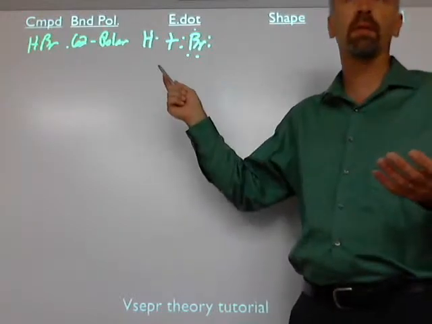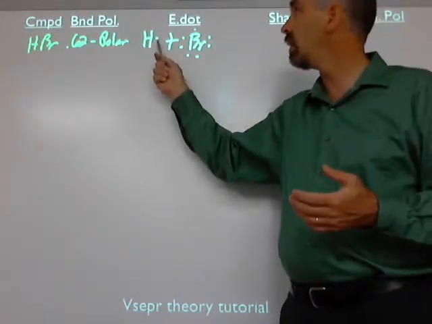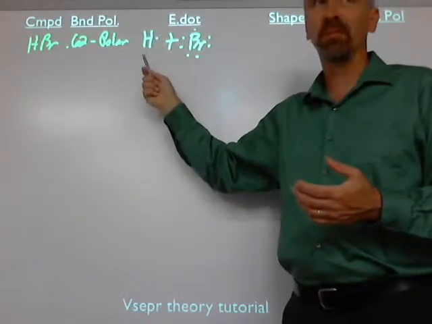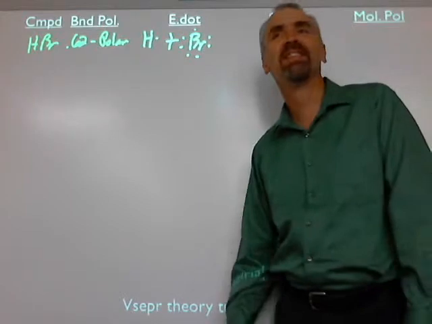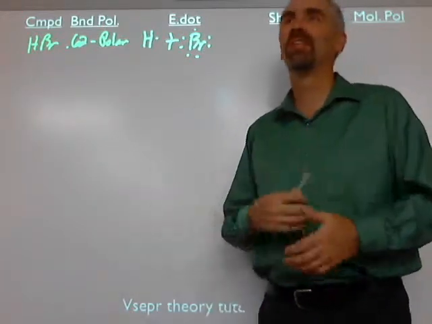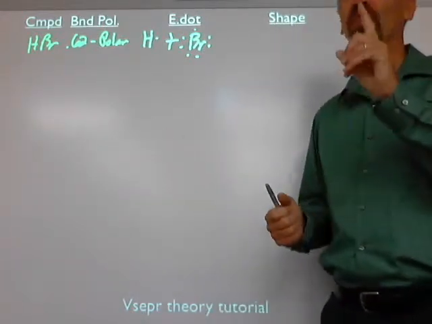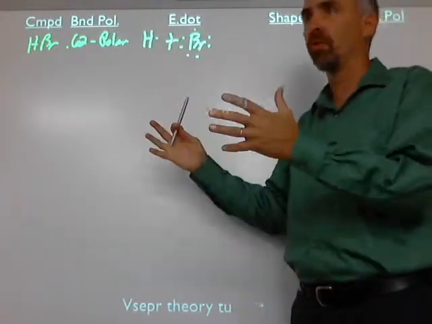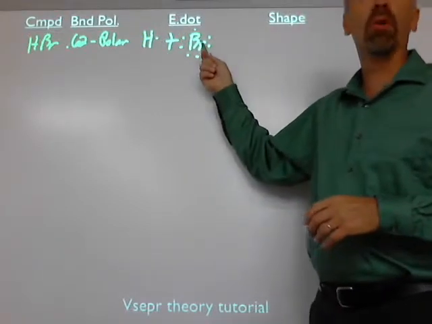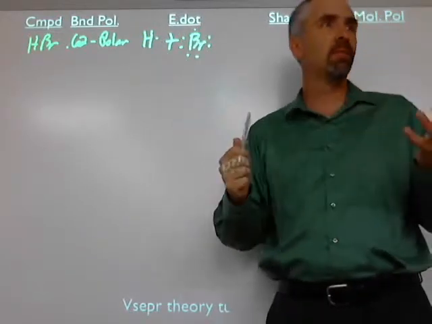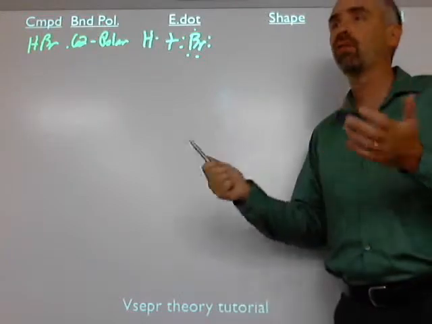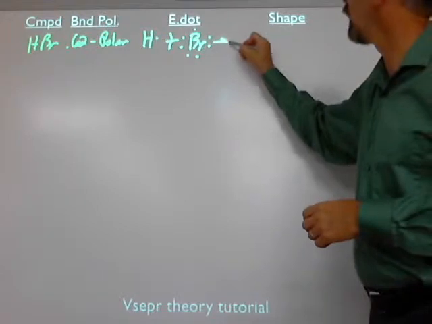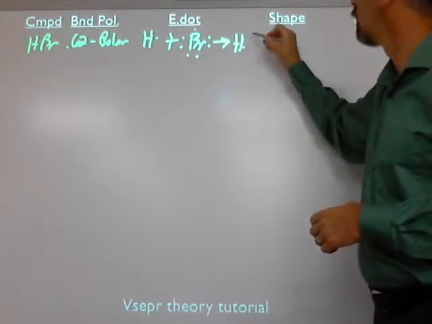So hydrogen wants a total of 2. How many does he need? He needs 1. A total has to be 2, so he needs 1 more. How many more does bromine need? He needs 1 more, right? You all agree with that? Okay. So they share. And they share unequally because bromine is stronger, with higher electronegativity. And so what I get is HBr.